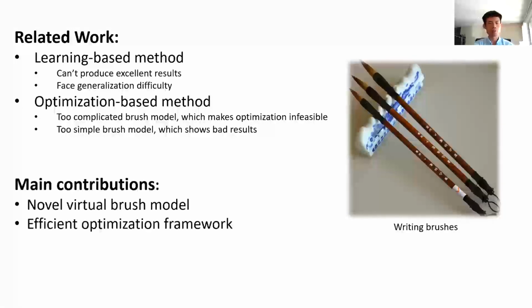And so in this paper, our main contribution is proposing a novel virtual brush model, which is both accurate and runs very fast. We also propose an efficient optimization framework so that it can generate very good writing trajectories for the robot to execute.